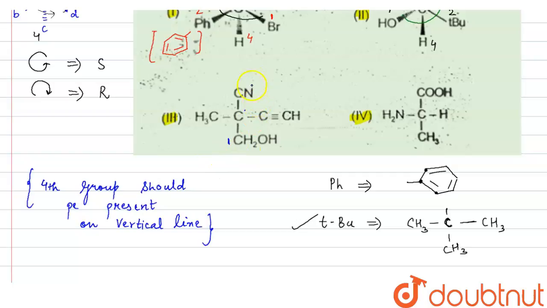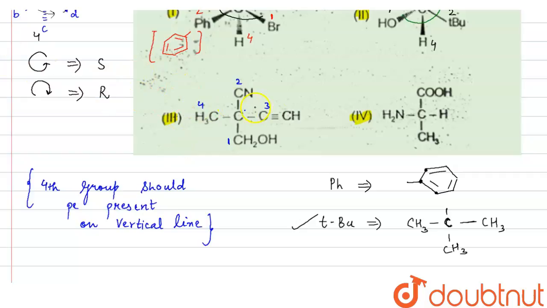Then second priority will be given to CN because carbon is attached to nitrogen, and nitrogen has more atomic number in comparison to carbon and hydrogen. Then in comparison of CH3 and CCH, priority will be given to C triple bond CH because here carbon is attached to another carbon, but here carbon is attached to only hydrogen. So this is 3 and this is 4th.